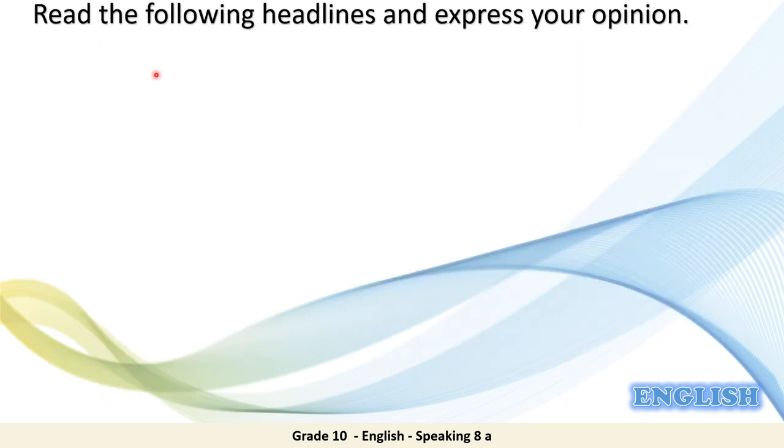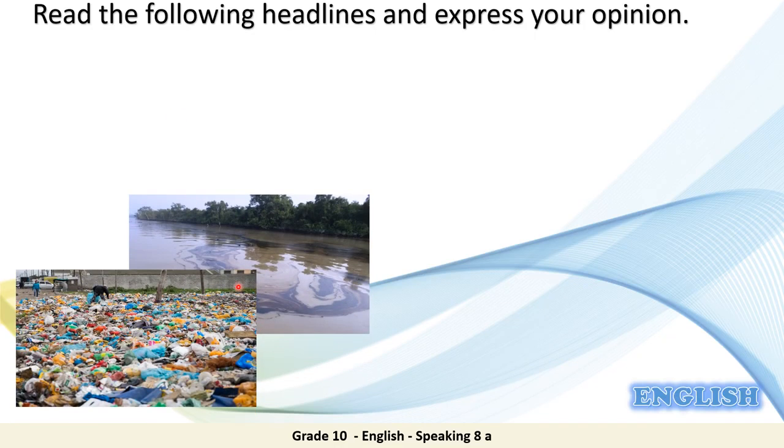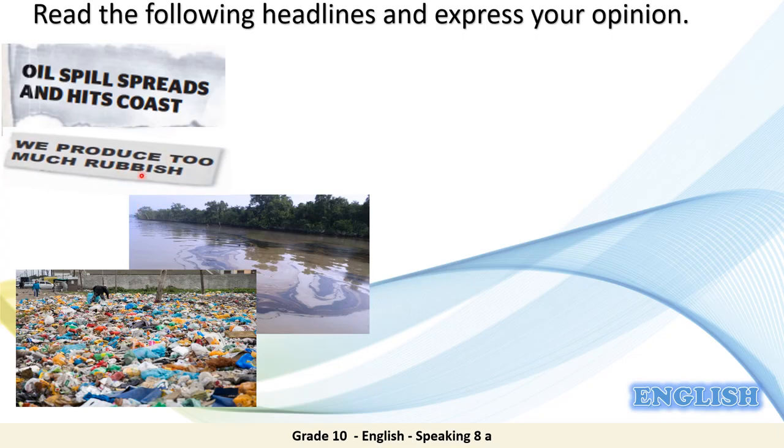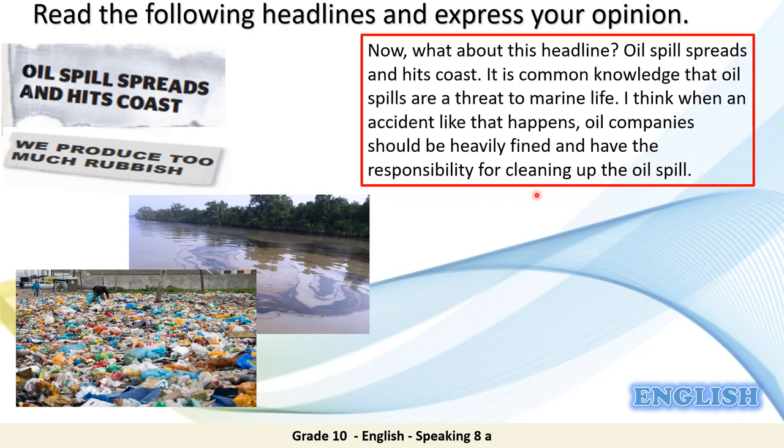And now let's read the following headlines and express our opinion. Let's look at these two pictures. What do they refer to? What's this environmental problem? That's correct, it's oil spill. So the headline here says oil spill spreads and hits coast. Also here, this is rubbish. We produce too much rubbish. Now please pause the video for a while, express your opinion about these two problems, and mention some of the solutions. Let's find out some of the expected answers.